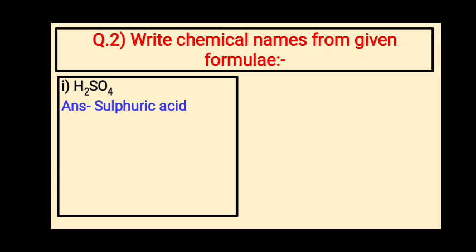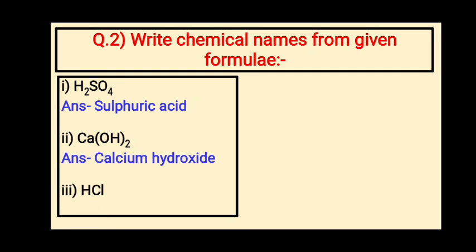Second one, Ca(OH)2. What is Ca(OH)2? The chemical name? It is calcium hydroxide. Third one, HCl. It is hydrochloric acid. It is also called as hydrogen chloride. Both the names are correct, hydrogen chloride or hydrochloric acid.